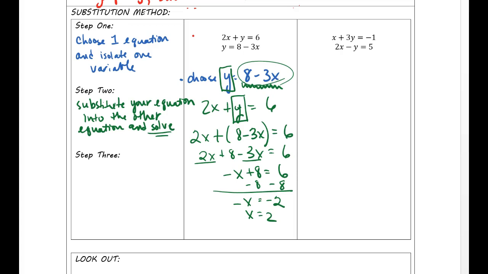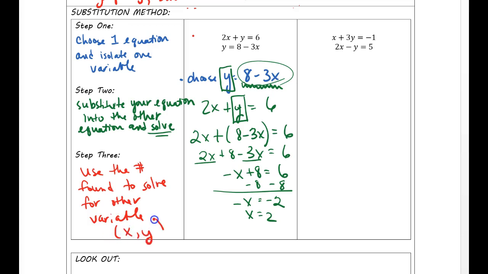Step 3, all you have to do now is use the number that you just found to solve for the other variable. Remember, if you remember from 2 weeks ago, these problems have an answer that is both an x and a y. In fact, we were writing our answer as a point. Okay, that's our goal. What's the x and what's the y? Well, we just found the x. The x is 2. Yay! Okay, so the x is 2, but I don't know the y.